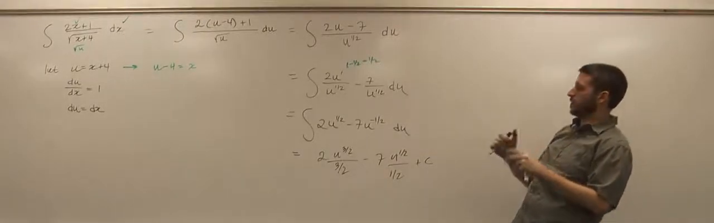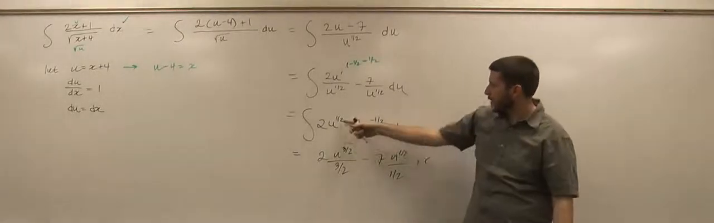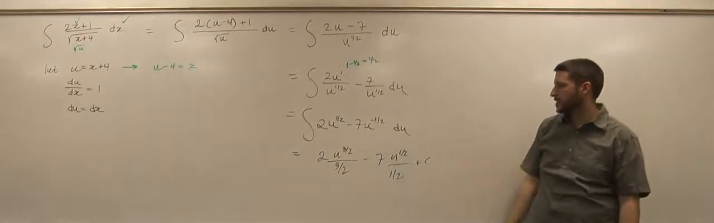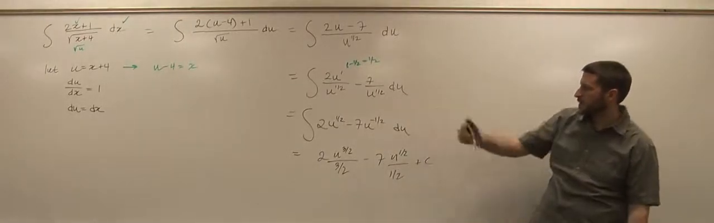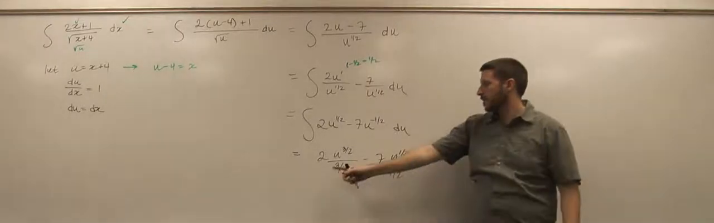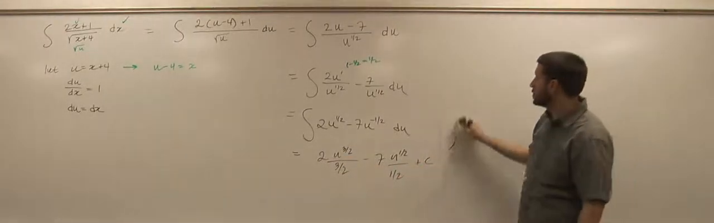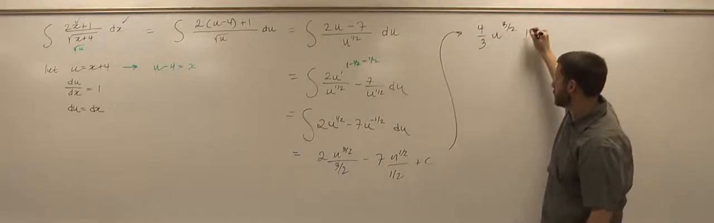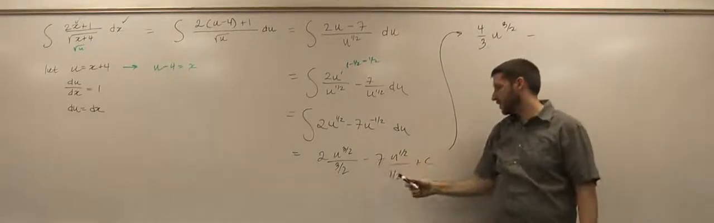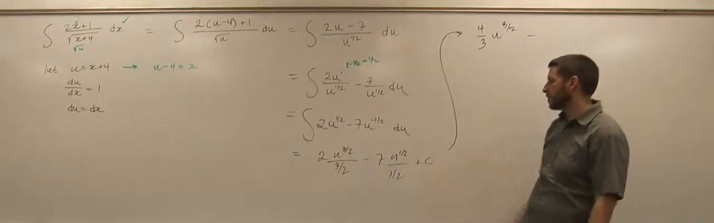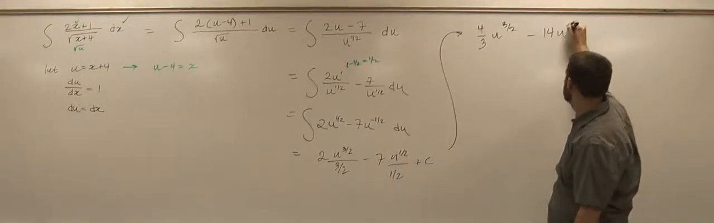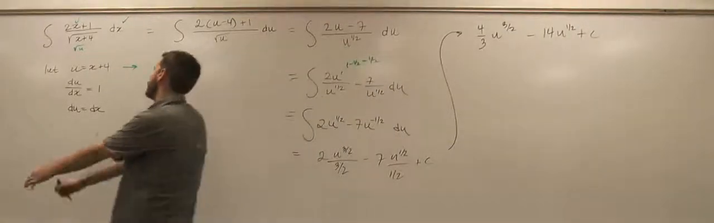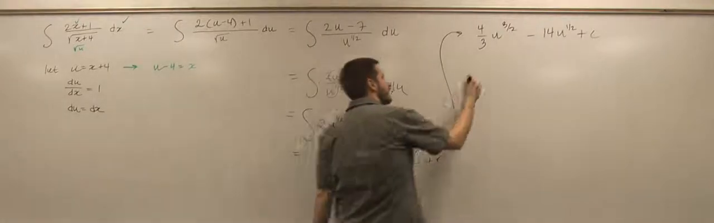Clean it up a little bit. Right, so I added 1 to the power, 1/2 became 3/2, then I divided by it. Added 1 to the power, negative 1/2 became positive 1/2, divided by it. Now I'm going to clean it up by flipping. 2 times 2/3, 4/3 u to the 3/2, minus 7 times 1/2, or times 2, I guess, when you flip it up, 14 u to the 1/2. Then put your x's back in.